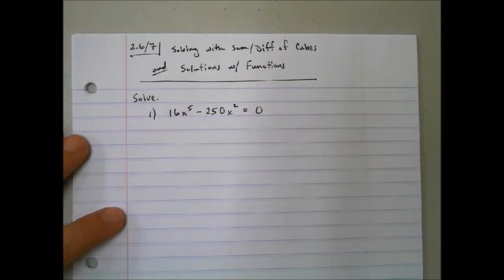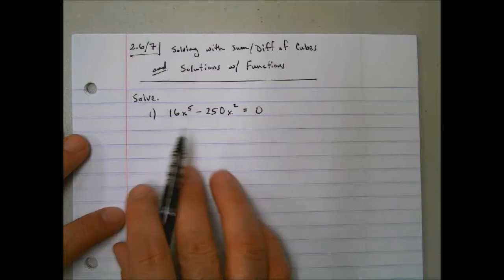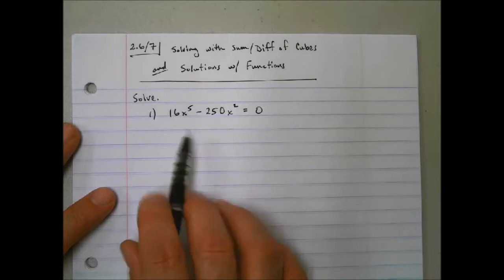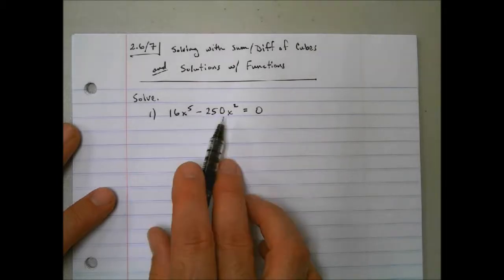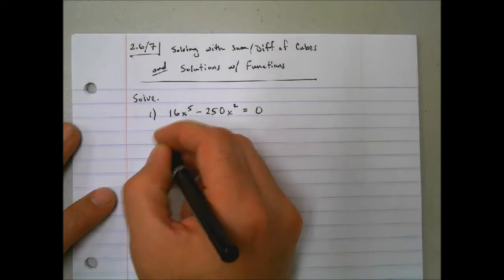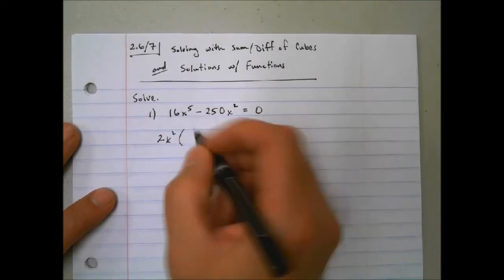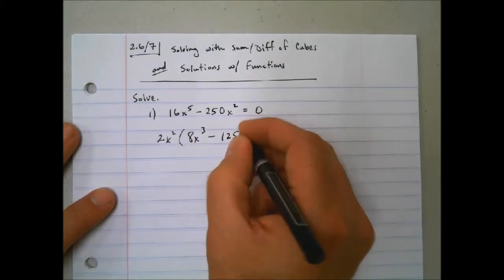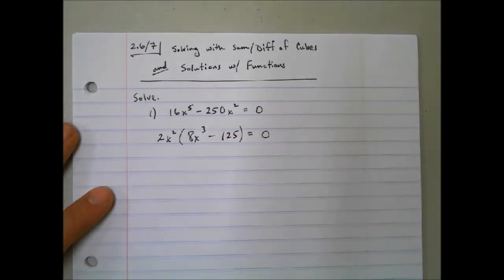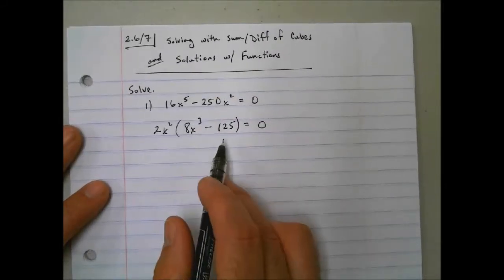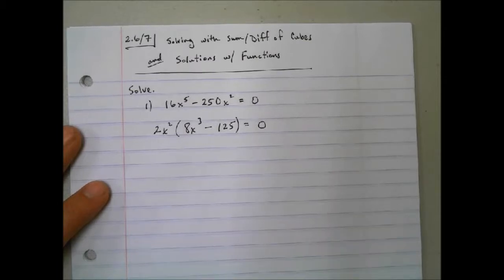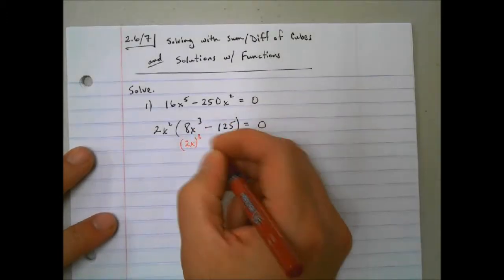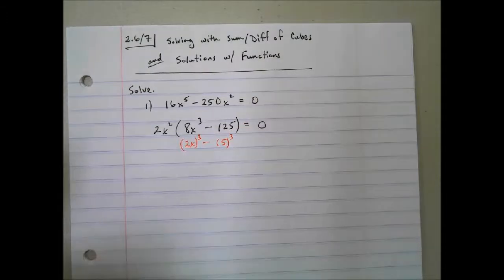Okay, so look for factoring. Factoring is most likely going to be happening here. For example, I noticed there is a GCF of 2 and x squared. So 2x squared GCF, and that would leave me 8x to the third minus 125 equals 0. Okay, now the 8x cubed minus 125, I recognize that as a difference of cubes because we have 2x quantity cubed minus 5 quantity cubed.